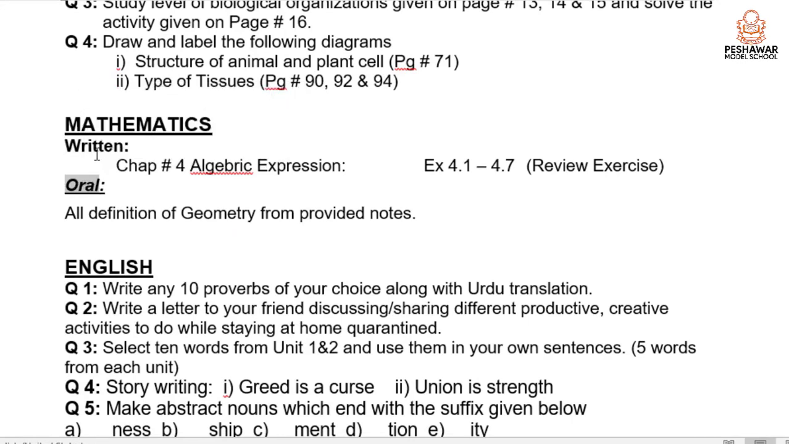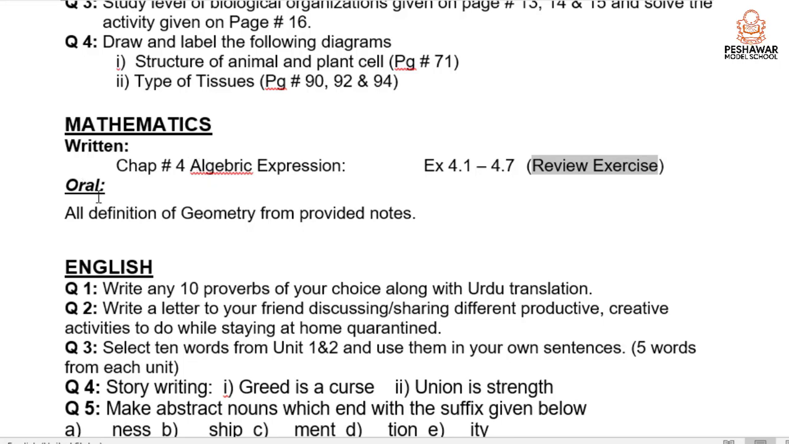So what you have to do is, the first part is written. You have to go through chapter number 4, algebraic expressions, and you have to do exercise 4.1 and 4.7, that is the review exercise. You can consult any guide available in the market or on the internet. You can even use Google to get help with these algebraic expressions.